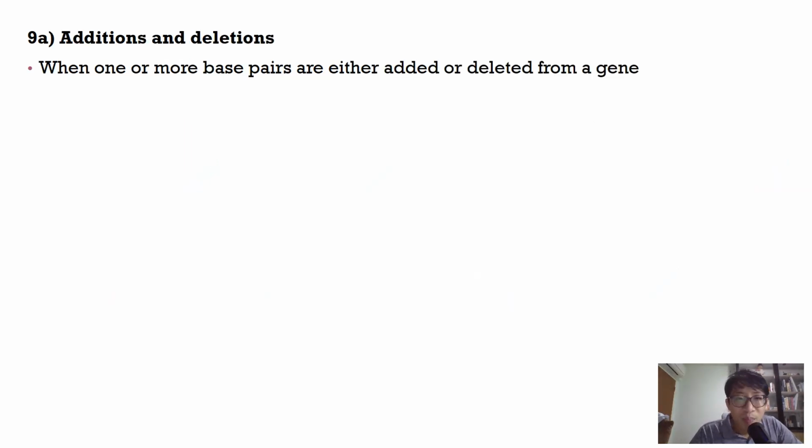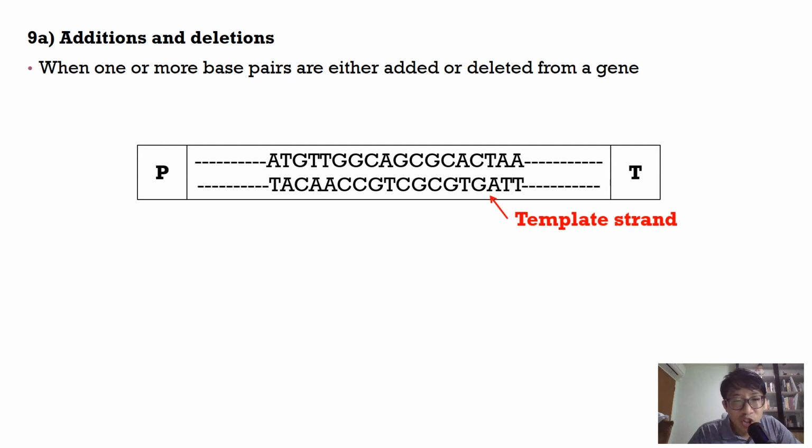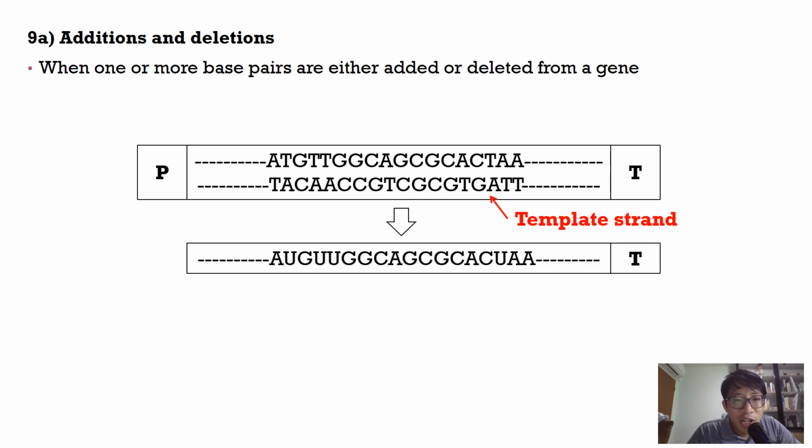This is when one or more base pairs are either added or deleted from the gene sequence. So this is the gene sequence, and I've highlighted the template strand as well. So after transcription, this should be the mRNA sequence, and the mRNA is of course read in codon, starting with the start codon AUG all the way to the stop codon UAA in this case, to give rise to a polypeptide chain, right?